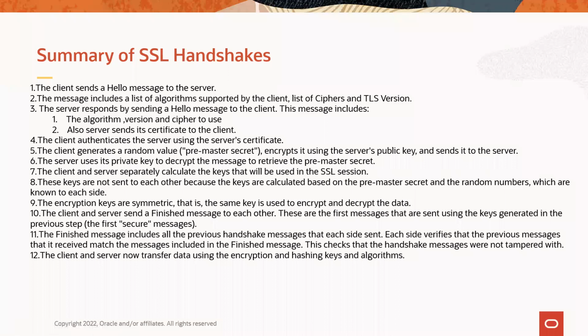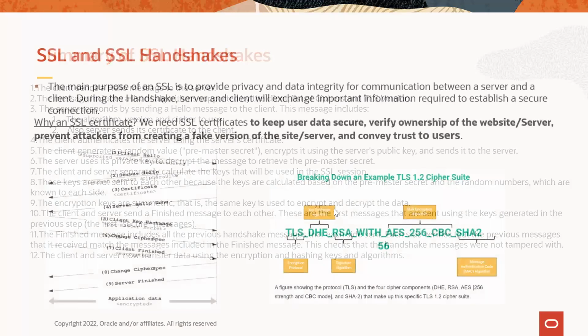So when everything is good, and those certificates are matching what is there in my key store, the client and server send a finished message to each other. These are the first messages that are sent using the key generated in the previous step. The finished message includes all the previous handshake messages that each side sent. Each side verifies that the previous messages received match the messages included in the finished message. This checks that the handshake messages were not tampered with. So finally, the client and server now transfer the data using the encryption and hashing key algorithm.